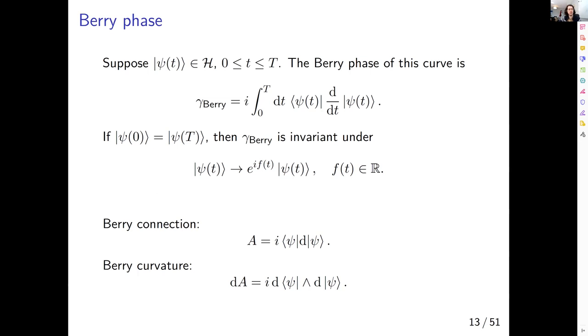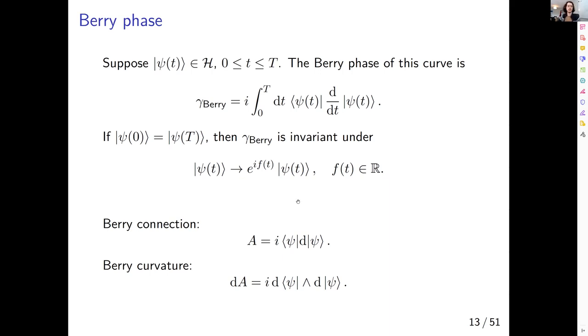So is t usually understood as a time parameter, or can it be something else? It can be any parameter. It's just a parameter along some curve. It could be a time parameter, so you could be considering a curve which is evolving under some Hamiltonian evolution. But really, this is just a general curve. Okay. Thanks for the question.